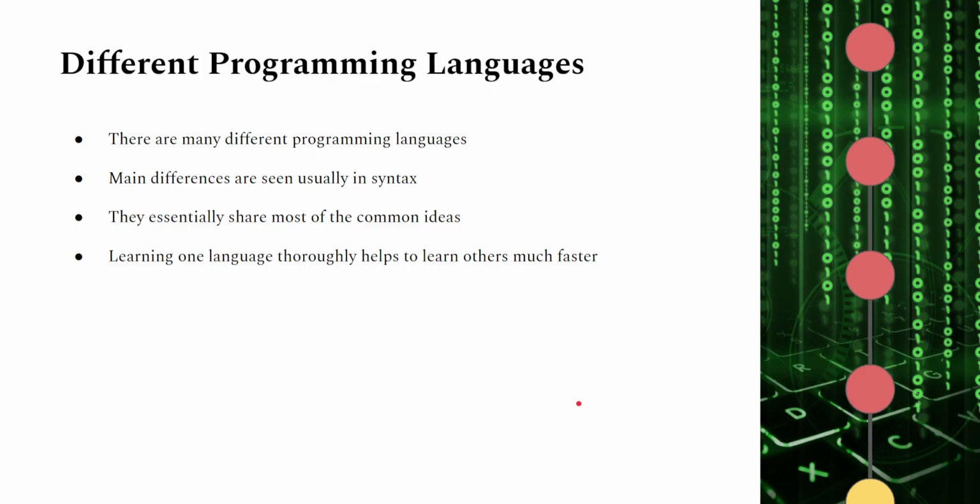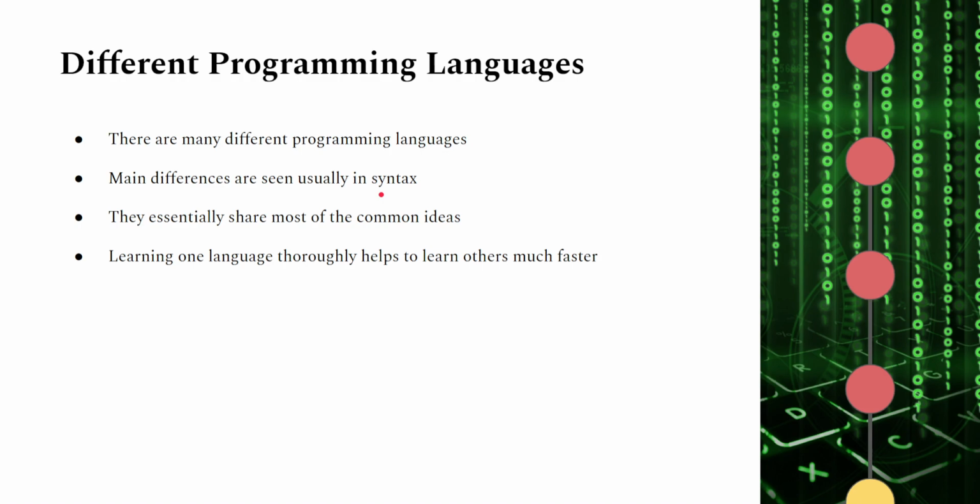So different programming languages, let me just go through a little difference of different programming languages. There are many different programming languages, and many differences are seen usually in syntax, but they essentially share most of the common ideas. Of all the programming languages I've seen, I don't recall even a single language that does not have the for loop, or that does not use int as a keyword. So they essentially share most of the common ideas, but the difference mainly is usually in syntax.